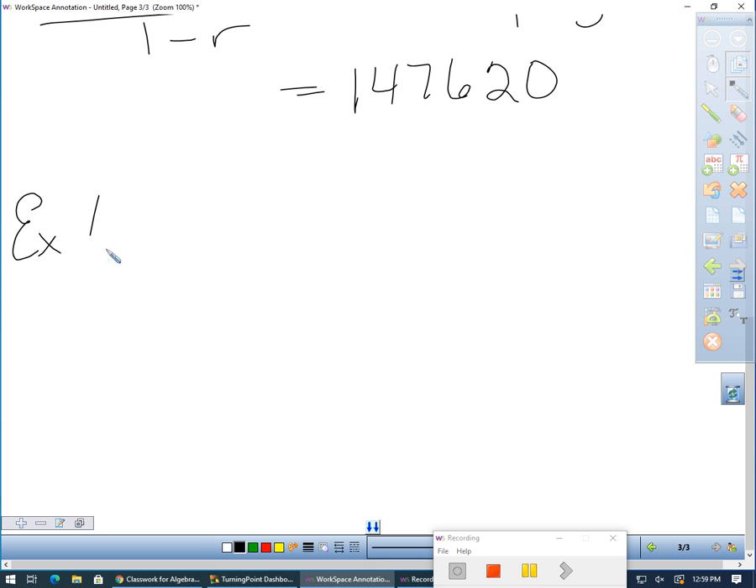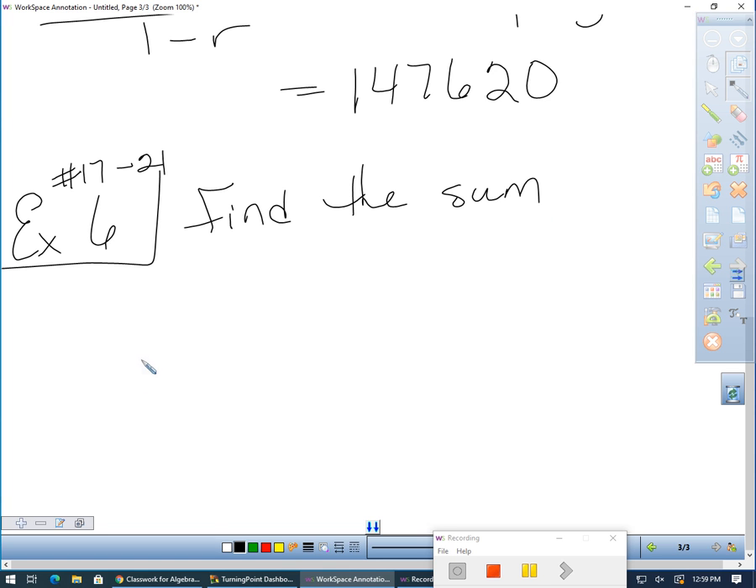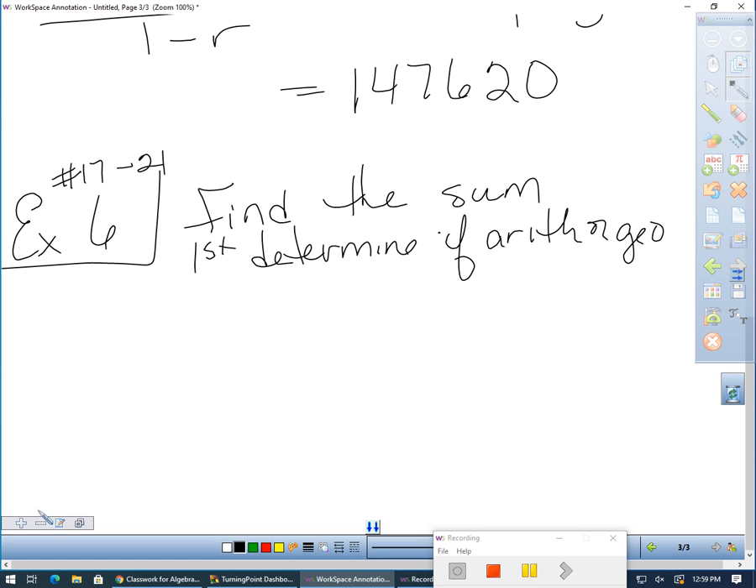Example number 6. On example number 6, this is 17 through 21. It says to find the sum. But this time, in this section, it's not telling you whether it's arithmetic or geometric. So first, determine if you're adding each time or multiplying each time. Then you decide from there.